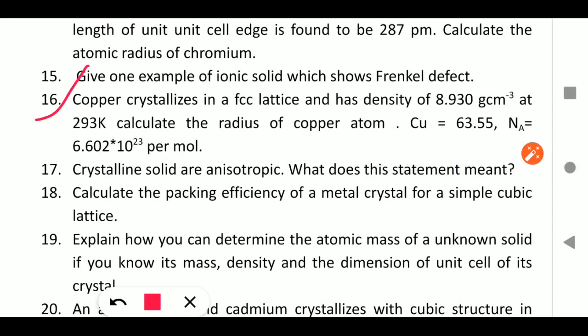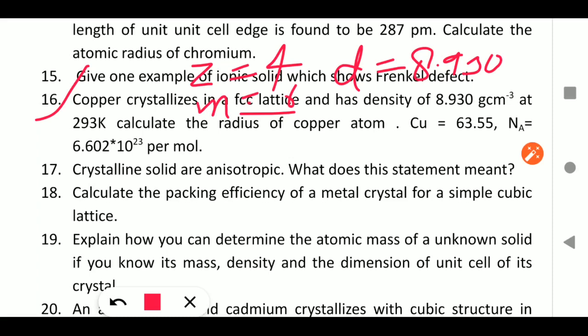The question is that copper crystallizes in an FCC lattice and has density 8.930 gram per centimeter cube. Students, FCC means Z is equal to 4. Density is given to you, that is 8.930 gram per centimeter cube, and the atomic mass of copper is given, that is 63.5. What is asked? Calculate the radius. So what will you do?